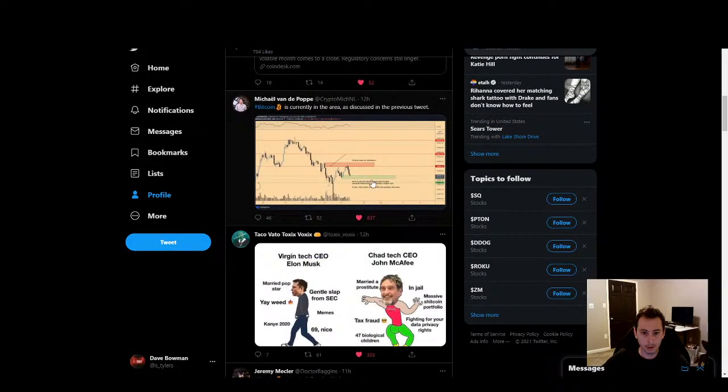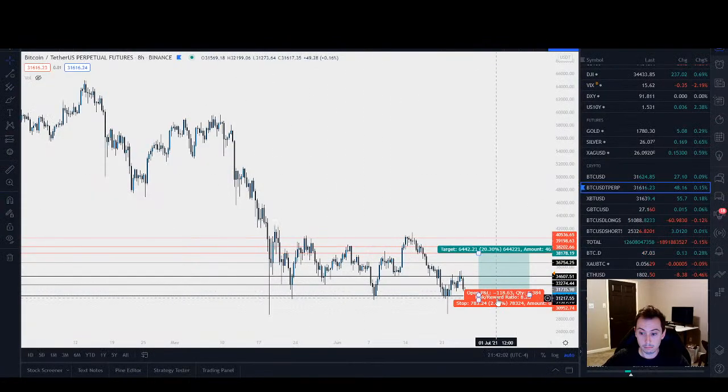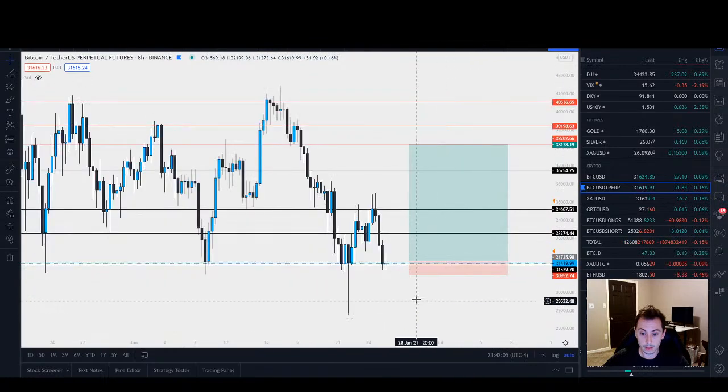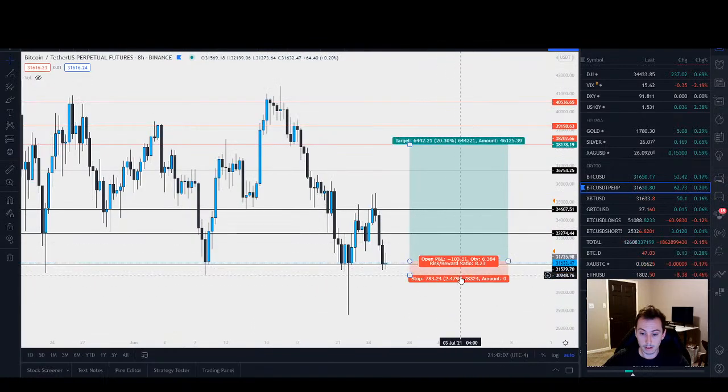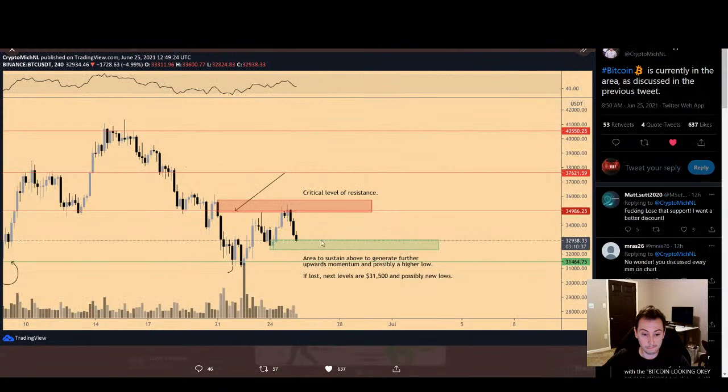Anyway, we'll skip it. Bitcoin currently in this area discussed in the previous tweet. Area to sustain above to generate further upward momentum and possibly a higher low. Loss, next levels are 31,500 and possibly new lows. Yeah, that's pretty much what we just said, right? He's saying if 31,500 is lost, then we're going down. That's what we just said. Yeah, I agree.